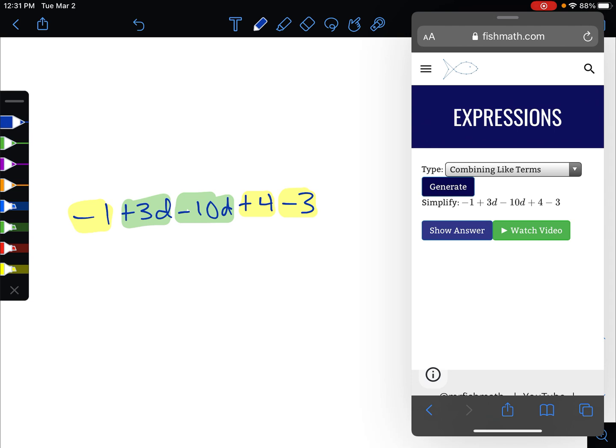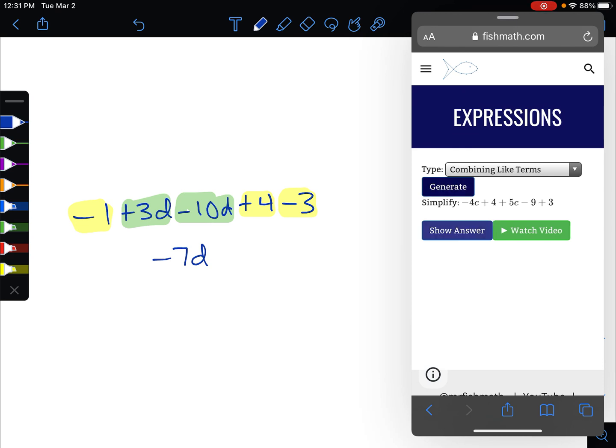So 3 minus 10 would be a -7d, just combining those d variable terms together. And then a -1, a +4, and a -3. Well, it's actually going to be 0 because a -1 plus 4 would be a +3. Take away 3 more would actually be 0. So the simplest form here is actually just -7d. If we check our answer, there it is. That's how we combine like terms.